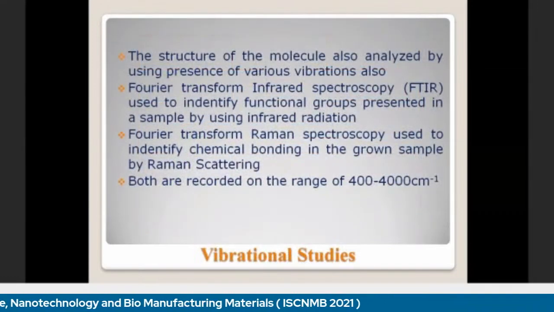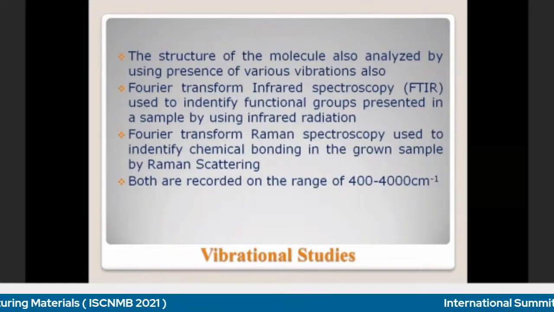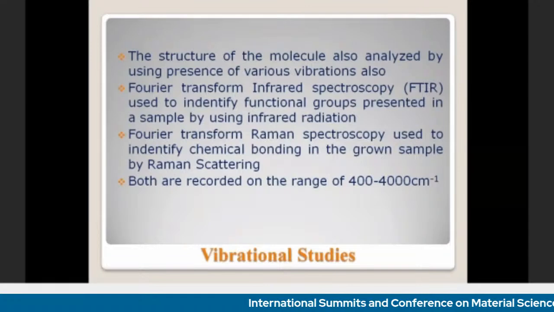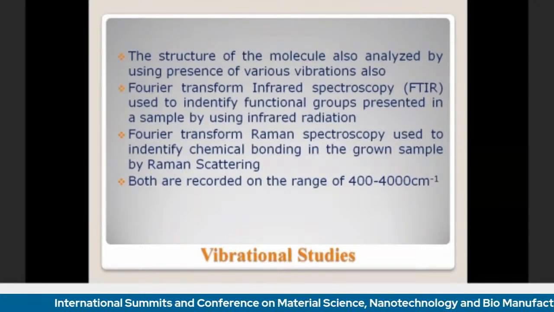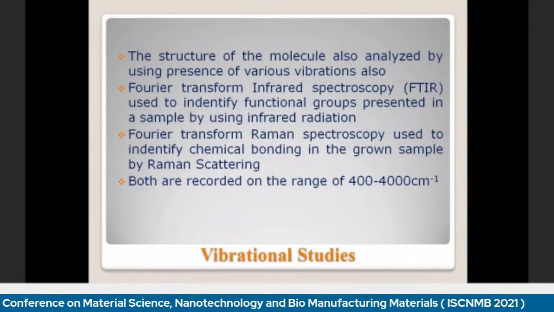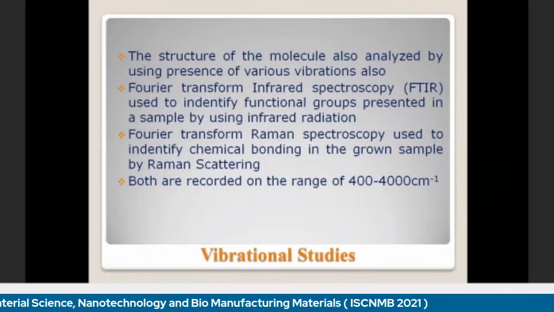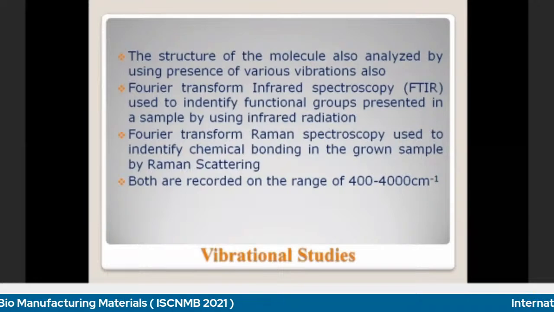The structure of the molecules is analyzed by various vibrational studies. Fourier transform infrared spectroscopy is used to identify the presence of functional groups in a sample by using infrared radiation. In the same way, Fourier transform Raman is used to analyze the sample by using Raman scattering. Both are recorded in the wavenumber range of 400 to 4000 centimeter inverse.